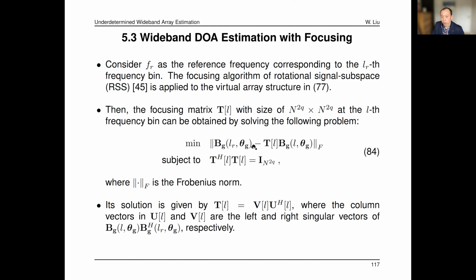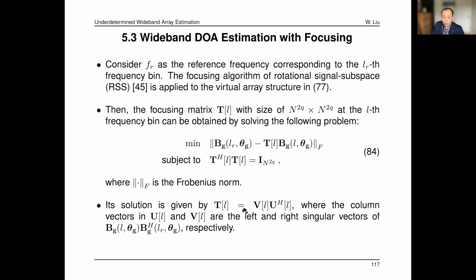But in practice it will not be exactly zero. So you will minimize this focusing error, the difference between the focused steering matrix and the reference steering matrix, subject to what? To TL being orthogonal. Okay, we want to have a focusing matrix TL which is orthogonal. The reason for this is that, in this way, white noise remains white noise and is not amplified, okay? So that's the requirement for this focusing matrix. It is an orthogonal one, also giving you the minimum focusing error, okay? So minimize this subject to this constraint.